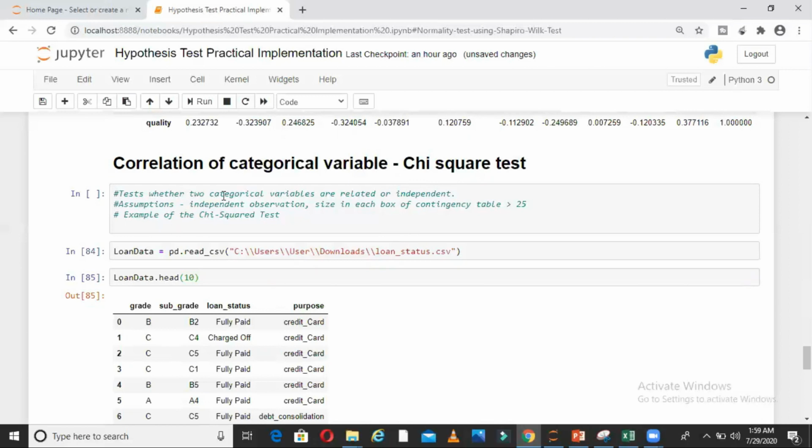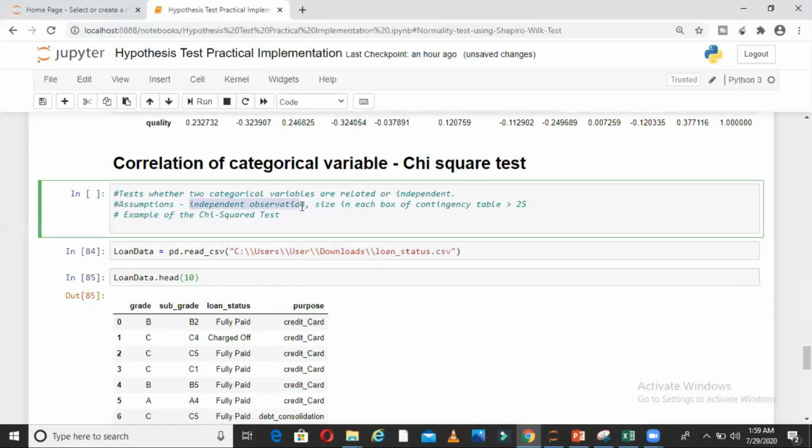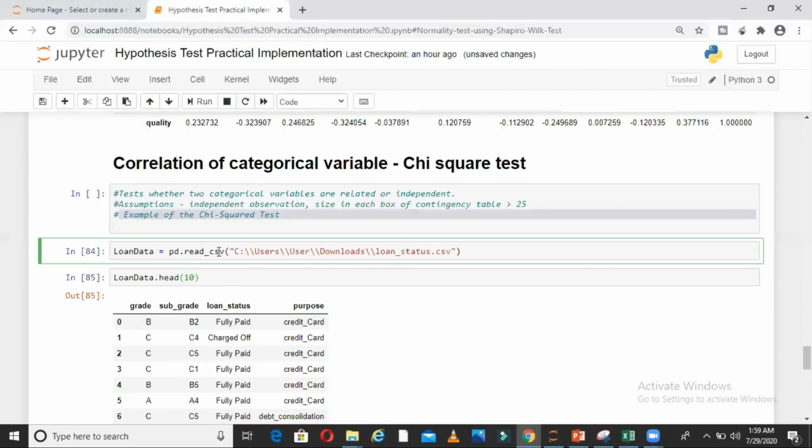How? Whether two categorical variables are related or not related, that is what chi-square tells you. What are the assumptions? The observations in your data are independent, and the size in each box of the contingency table is greater than 25. That is what I am going to tell you with an example of what that means. Just hold on for a moment. Okay, an example of chi-square test I'll just show you.